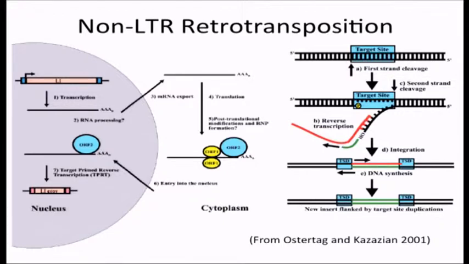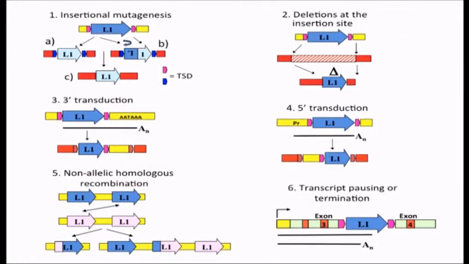Now, what's interesting about this kind of reverse transcription is it doesn't occur in the cytoplasm where HIV and other retroviruses' reverse transcription would occur. Also, long terminal repeat retrotransposons are reverse transcribed in the cytoplasm. This is different. Reverse transcription is going on right on the chromosomal DNA itself. Very unusual. And this holds for essentially all non-long terminal repeat retrotransposons from all different species.